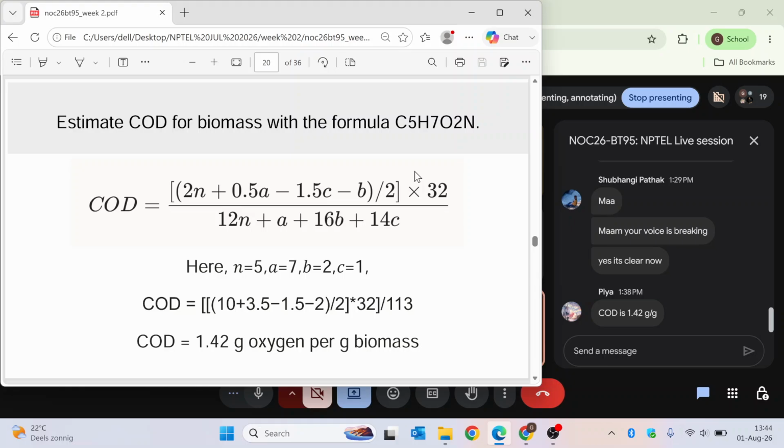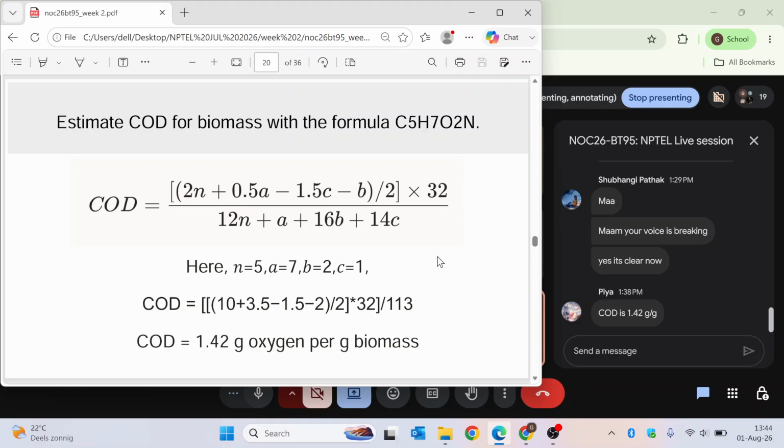biomass. And then what is COD? COD is the gram of, or the mass of, oxygen required. So you are multiplying it with the molecular weight of oxygen and dividing it with the molecular weight or mass of the biomass itself. So that brings you to this formula given here, which is COD.